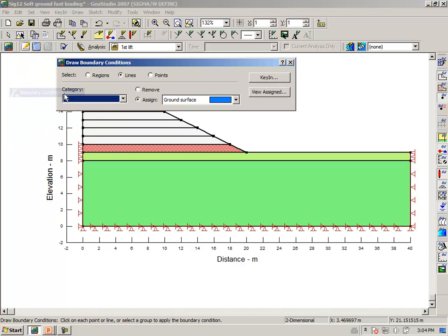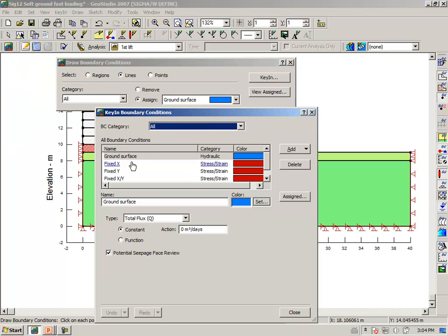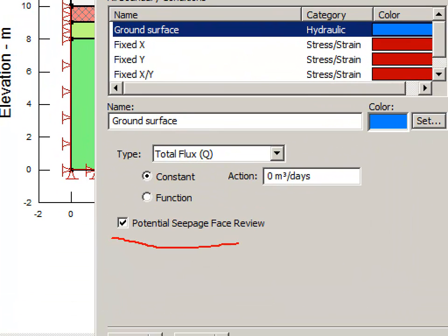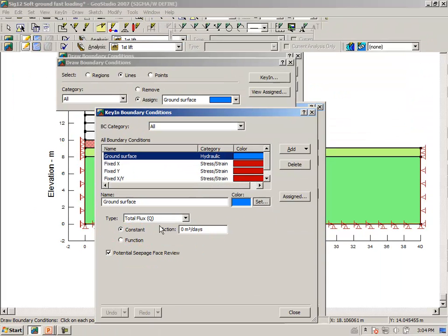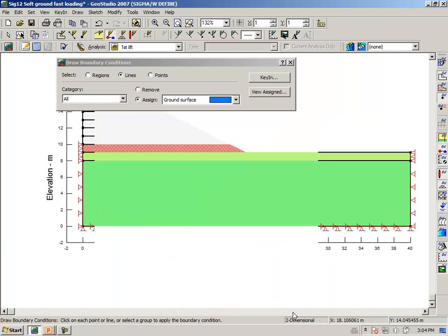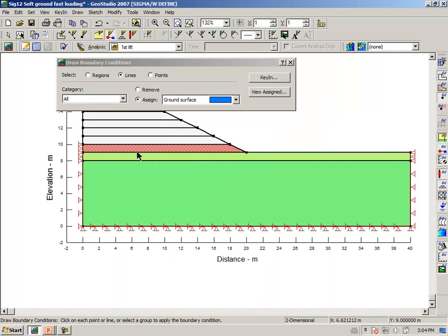Draw boundary conditions, key in the ground surface. Notice that we have selected potential seepage face. And in a potential seepage face, we say the total flux is 0, the action is 0, and so sigma W will, if the pore water pressure becomes greater than 0, then the boundary condition will be switched to a total head equal to the elevation. Draw on the line a potential seepage face.